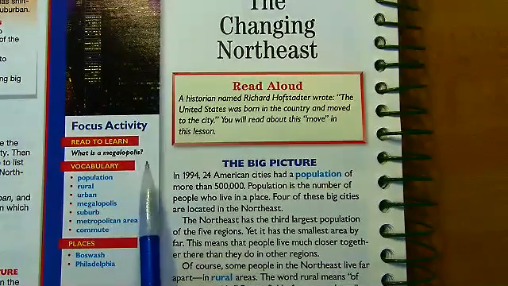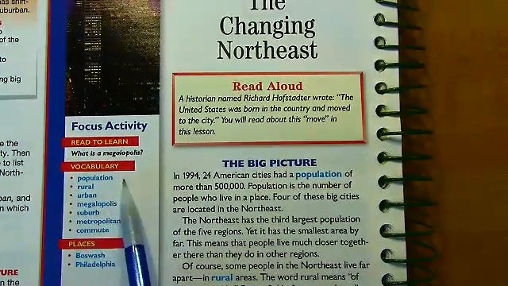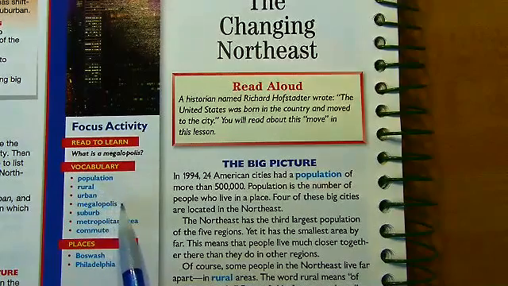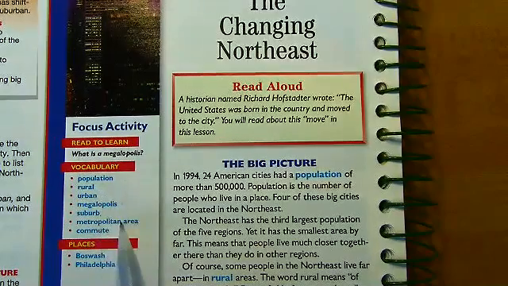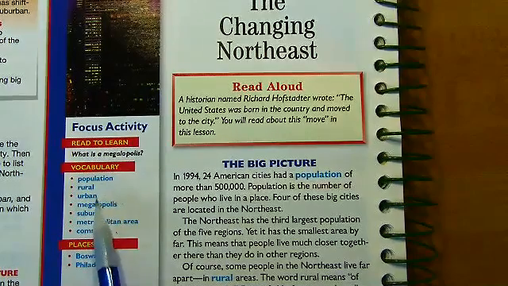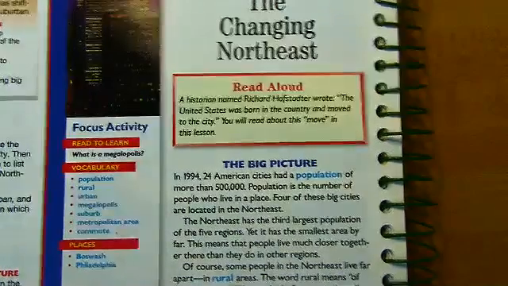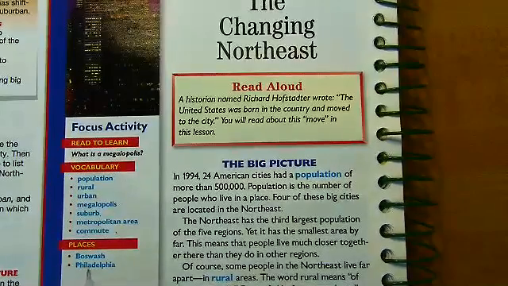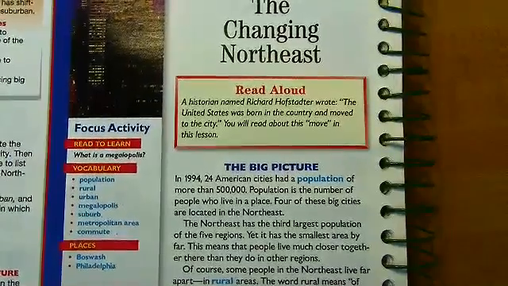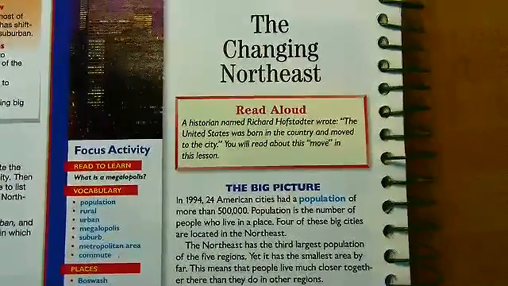What is a megalopolis? Here is our vocabulary: population, rural, urban, megalopolis, suburb, metropolitan area, commute. I think some of you, I taught these words when you were in second grade, so this is a review for you. And then there are two places, something called a Boswash and another place called Philadelphia. I think that you're familiar with at least one of those places. Here we go, the Changing Northeast.